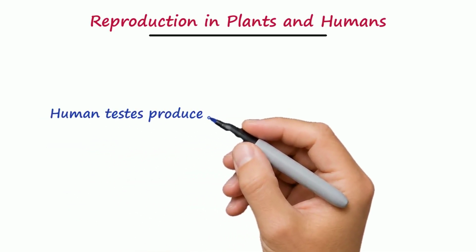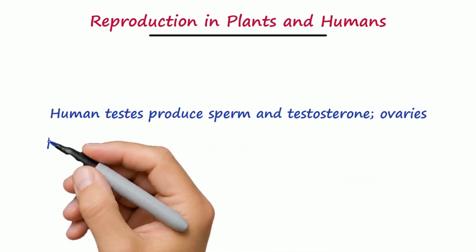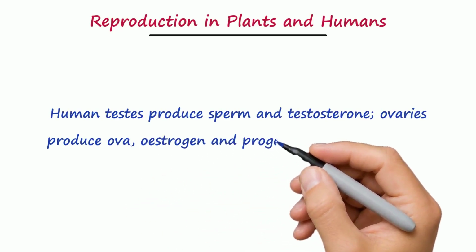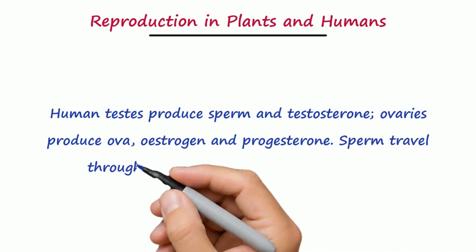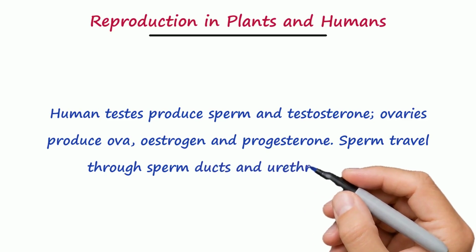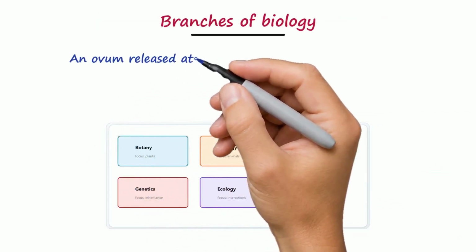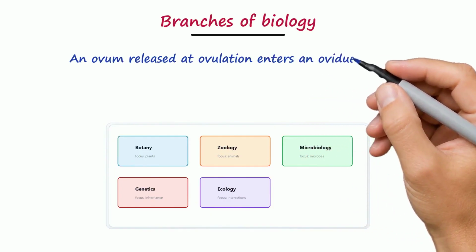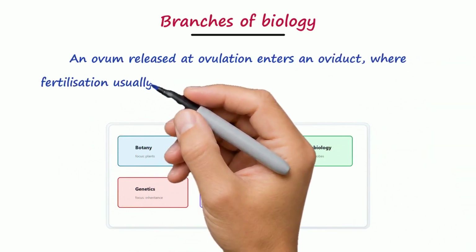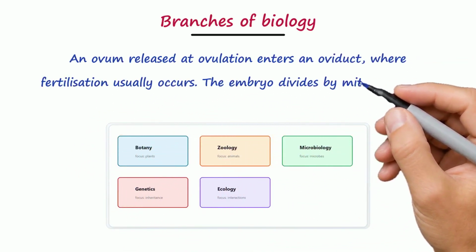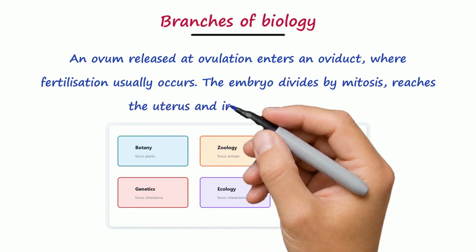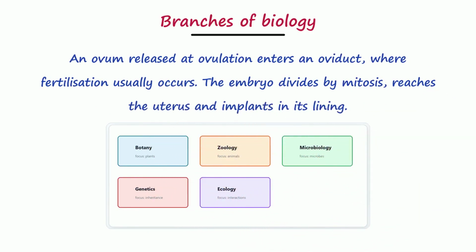Human testes produce sperm and testosterone, ovaries produce estrogen and progesterone. Sperm travel through sperm ducts and urethra in semen. An ovum released at ovulation enters an oviduct, where fertilization usually occurs. The embryo divides by mitosis, reaches the uterus and implants in its lining.